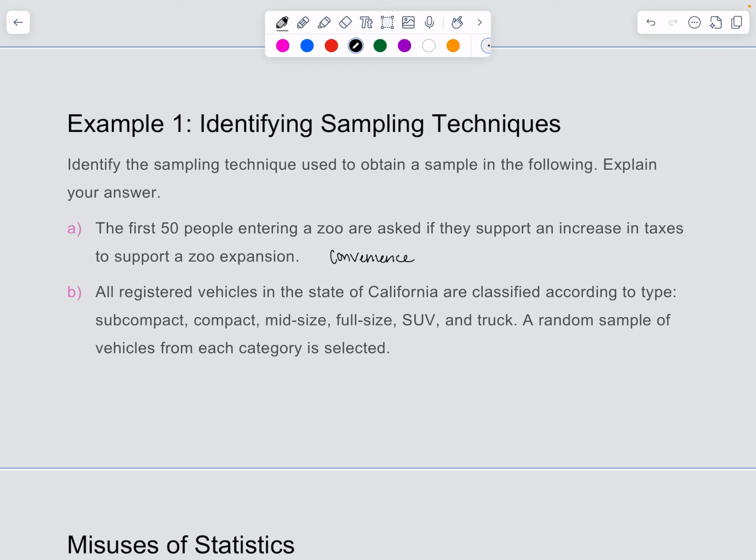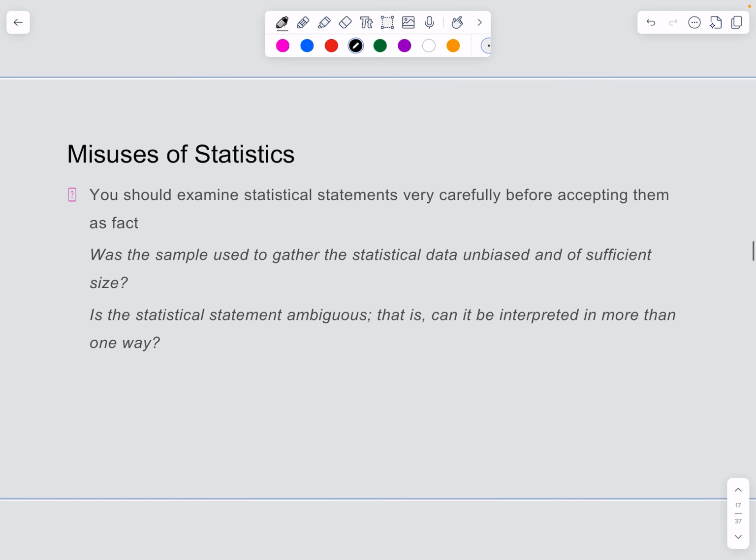All registered vehicles in the state of California are classified according to type: subcompact, compact, midsize, full-size, SUV, and truck. A random sample of vehicles from each category is selected. So the vehicles are divided into what we would call strata. Those different types are the strata, and a random sample from each category would fall under stratified sampling. Stratified sample. So hopefully that helps clear up all the types of sampling, how we are gathering the data.